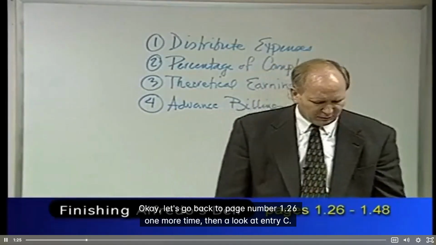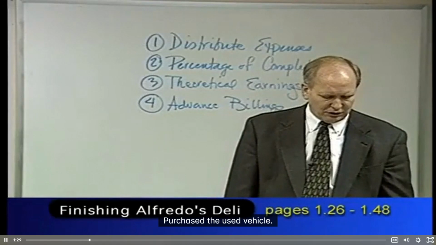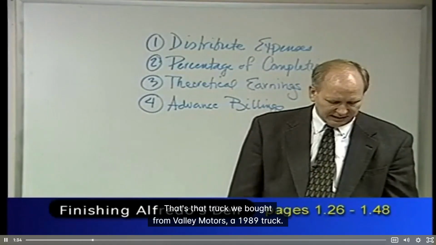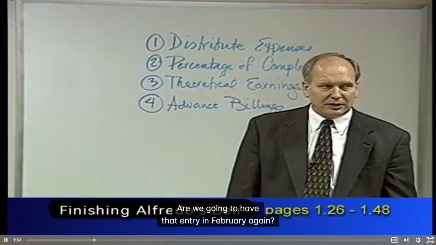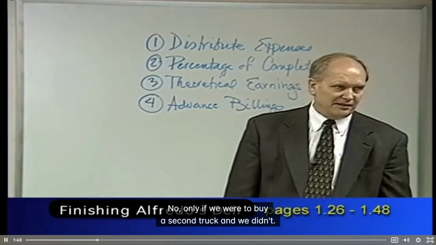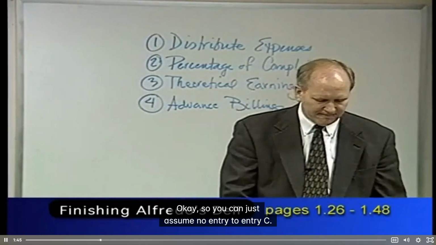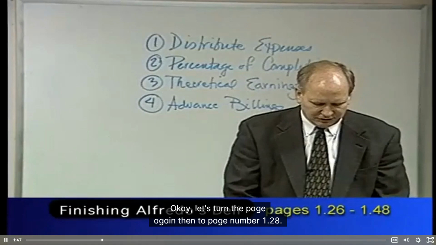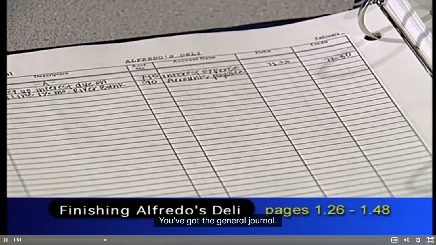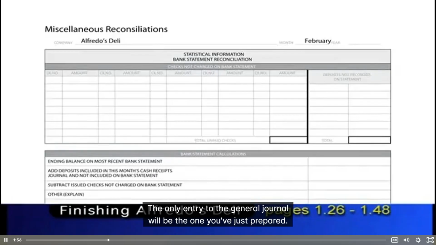Okay, let's go back to page number 126 one more time then and look at entry C. Purchased the used vehicle. That's that truck we bought from Valley Motors, a 1989 truck. Are we going to have that entry in February again? No. Only if we're to buy a second truck, and we didn't. Okay? So you can just assume no entry to entry C. Let's turn the page again then to page number 128. You've got the general journal. The only entry to the general journal will be the one you've just prepared.